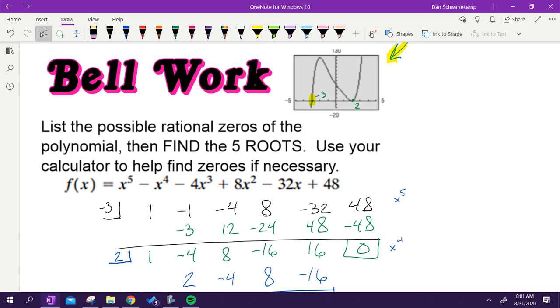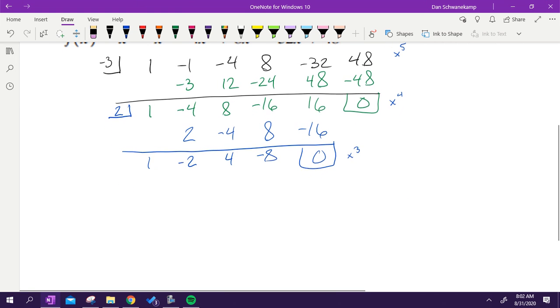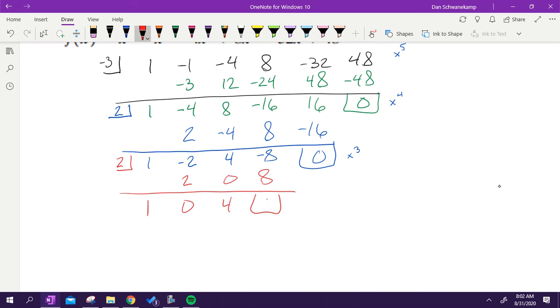But what other number should I try here? 2. Kevin, why can I try 2 again? It has a multiplicity of 2 because it is touching that x-axis right there at 2. We know it's touching at 2. That means the multiplicity is 2, and so we're going to get that answer again. So now I'm doing right underneath here. I'm going to jump in and do 2. Bring down the 1. Multiply. Add. Multiply. Add. Multiply. Add.